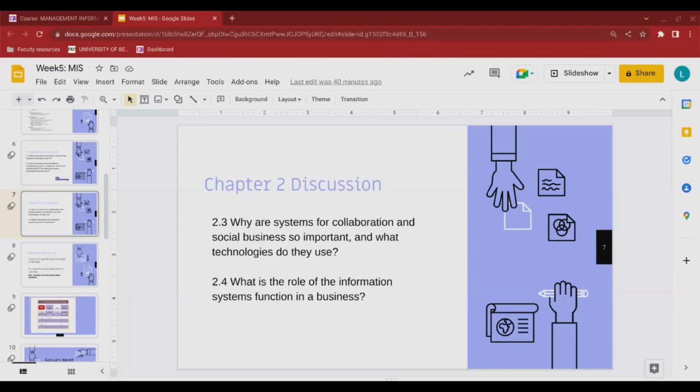All right, last question is for our final group. That's group 4. What is the role of the information systems function in a business?